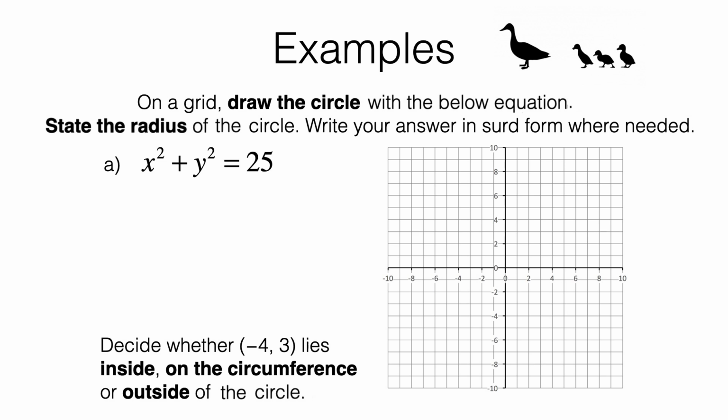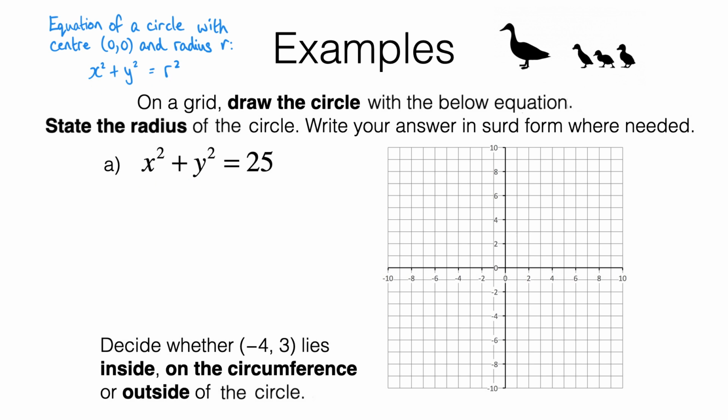In question A, we need to draw the circle with equation x squared plus y squared equals 25. Here is the key fact you need to know for this video. The equation of a circle with centre 0, 0 and radius r is x squared plus y squared equals r squared. We'll see why this works shortly, but notice first of all that this equation that we've got in the question is of this form.